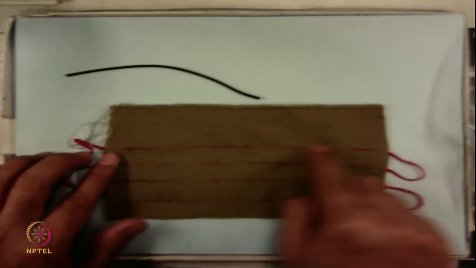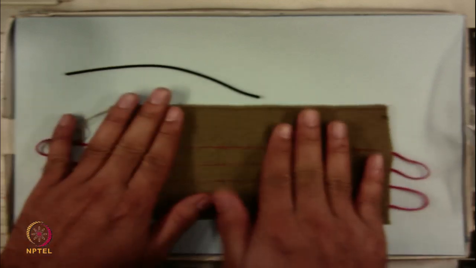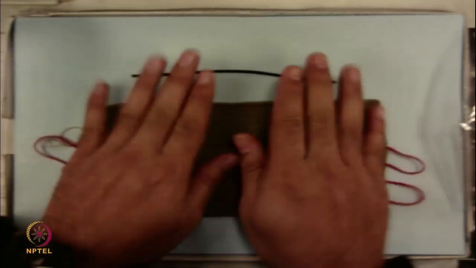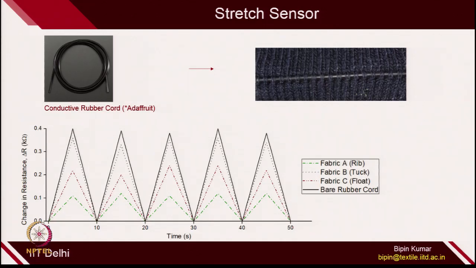So, you can see the red one is integrated inside the rib structure and is part of the fabric. Similarly, you can integrate this type of stretch sensor inside the fabric and generate stretch monitoring fabrics, which can be used for E-textiles. I have also shown you different types of double jersey fabrics, whether you go for rib design, tuck design or float designs, different types of performance can be shown here. Usually the tuck one gives better results in a stretch sensor.